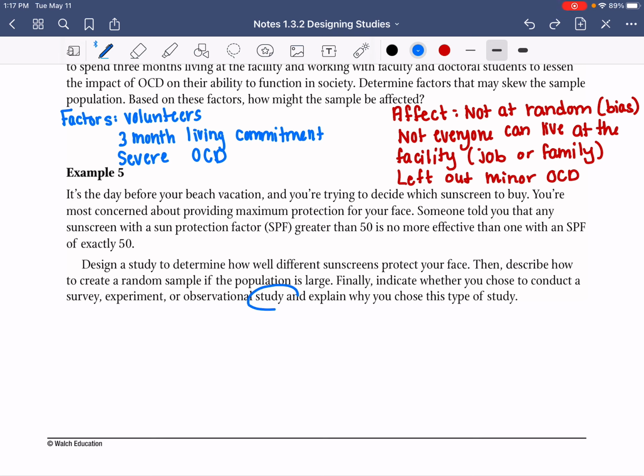Well, we can't just observe the sunscreen working. We can't just ask in a survey if it's working. So we're going to have to use an experiment. And we'll have to compare one SPF equal to 50 and one SPF greater than 50.